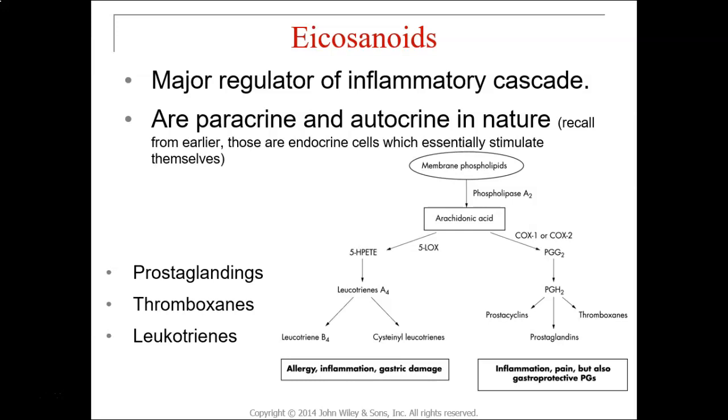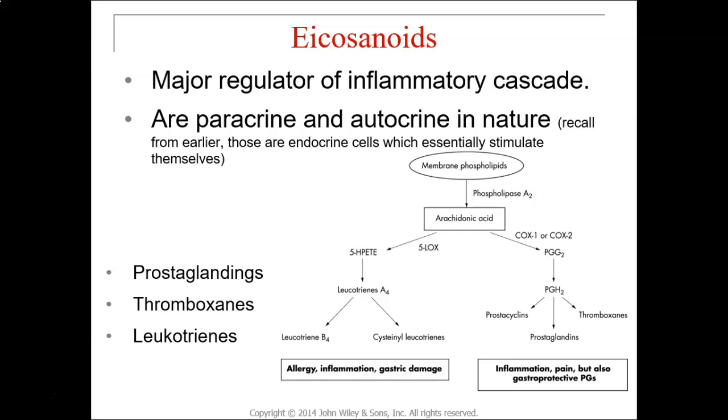Now, the next group of hormones, we can see they're all lipid or fatty acid based. These are eicosanoids. We see they are a major regulator of the inflammatory cascade. We see they're paracrine and autocrine in nature. If you think back to the very beginning of the first video that we covered, there was endocrine, neurocrine, paracrine, autocrine. We've been talking this whole time about endocrine, where the particular gland produces the hormone, and that hormone then gets dumped into the bloodstream, and from the bloodstream, it travels from point A to point B.